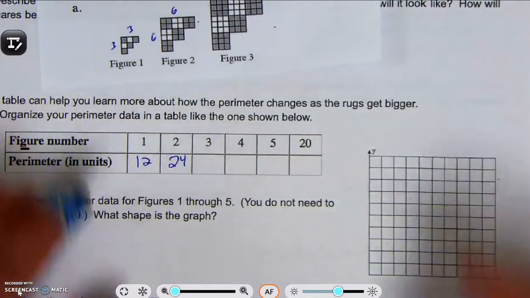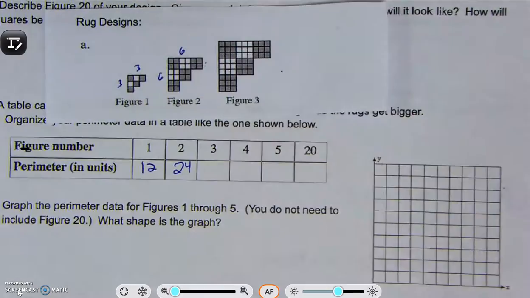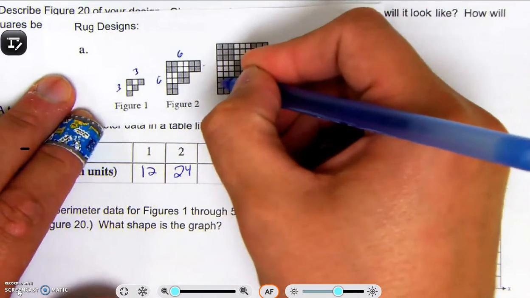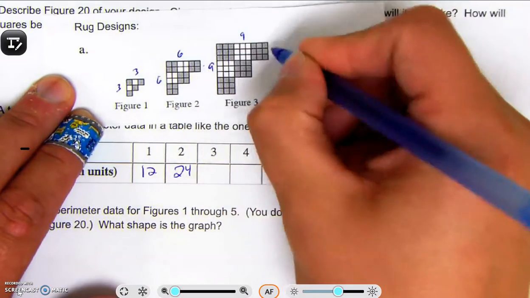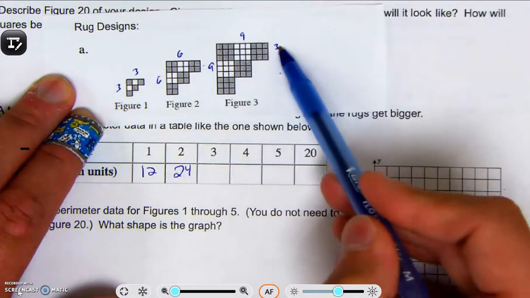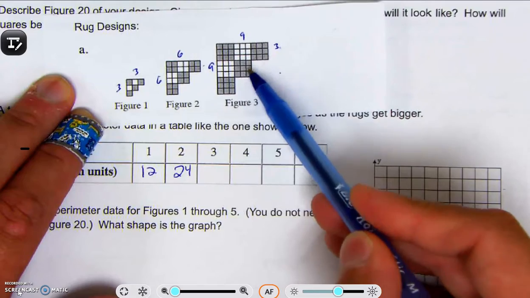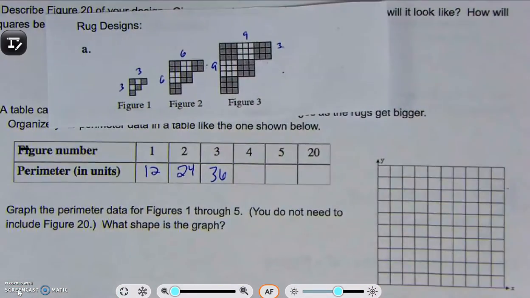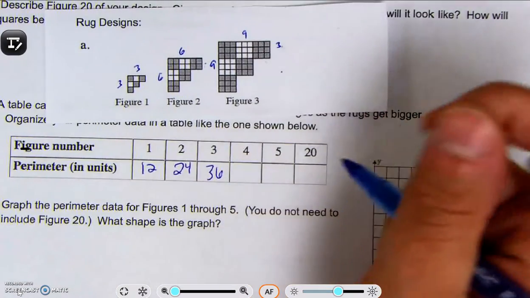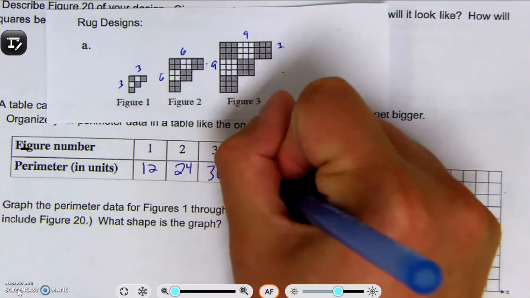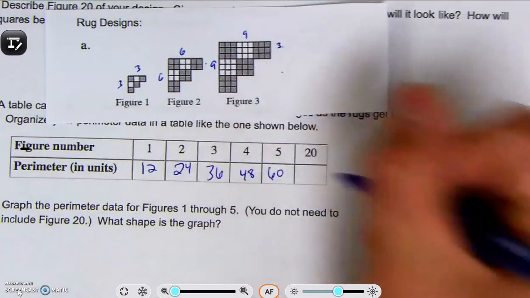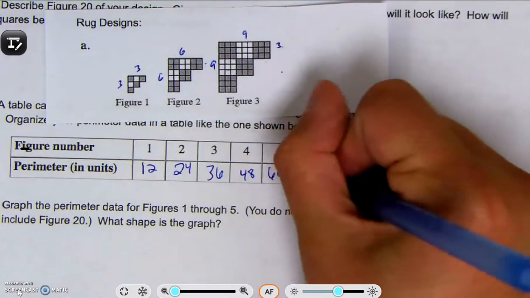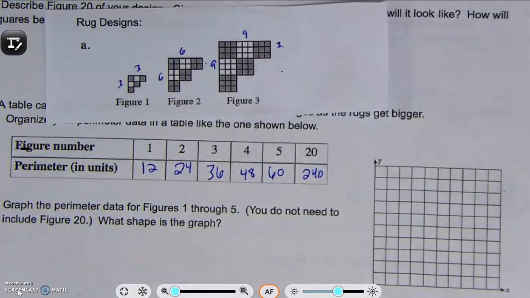Some of you are realizing a pattern, which is great, but we'll just make sure we keep on going. So again, figure 3, this is going to be 9, 9, and each of these are 3. So 18, 21, 24, 27, 30, 33, 36. And then I don't have figure 4 in front, but figure 4 should end up being 48. Figure 5 is 60. And figure 20 is going to be 240. So again, this is for figure A.